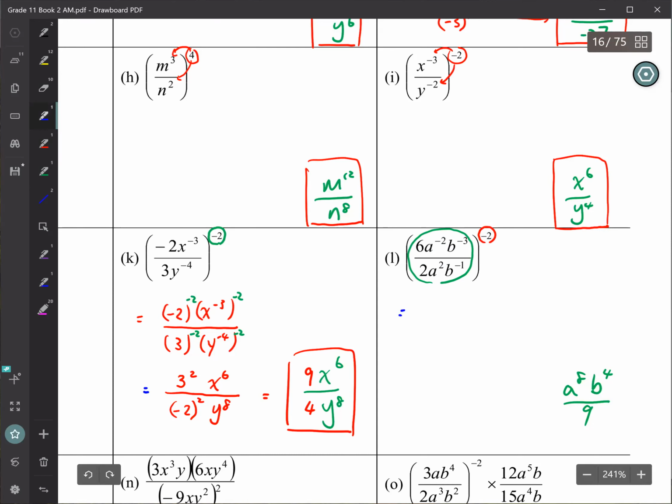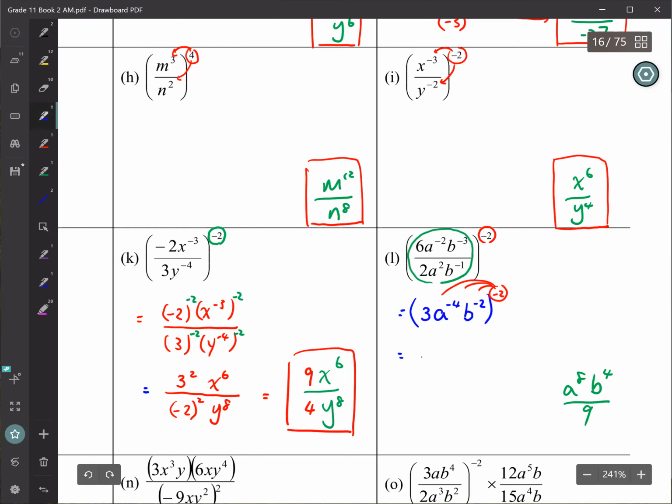So 6 divided by 2, right? That divides nicely, gives you 3. And a to the -4, right? -2 minus 2. And then b to the -3 minus -1. That gives you b to the -2. And then you can start to do the sharing of the -2. So this way you only have to share 3 things. Okay, so this one will go into 3 of them.